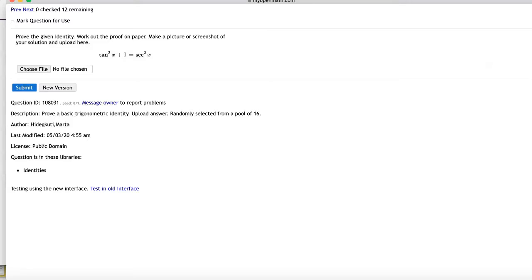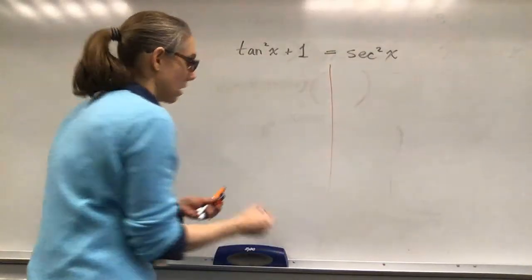Now it's really luck of the draw as to whether you get a hard proof or an easy proof, and I want to show you an easy one now. Tangent squared x plus 1 is equal to secant squared x. This is actually one of the fundamental identities, so it would be circular reasoning for me to use this very identity to prove this identity. So instead what I'm going to do is convert tangent squared and secant squared to other things. Let me show you. Okay, so first draw a line.